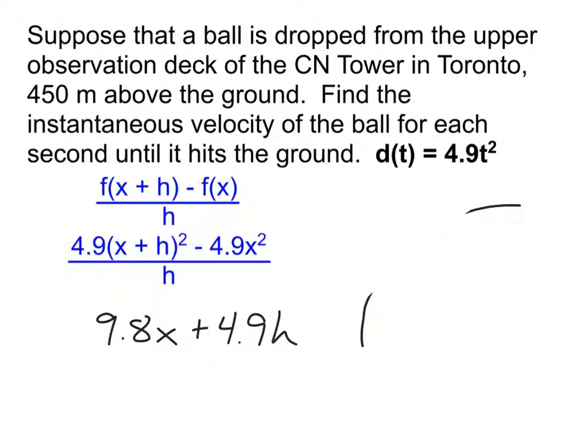And so in order to figure this out, we can actually plug 0 in for h. And if h is 0, then the instantaneous velocity can be represented as 9.8x. And so the slope of our tangent line then ends up being just 9.8x. That's flat.